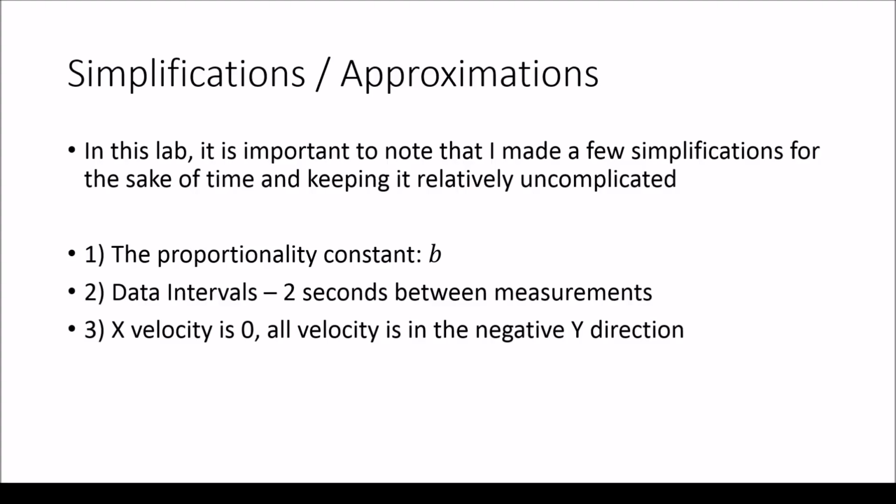I determined the value of B by trial and error until my model lined up relatively well with the observational data. The second approximation is a result of my time intervals. I got data every 2 seconds for Felix's jump, so this can cause slight inaccuracies, but nothing major. The final simplification I made was assuming that Felix's motion was straight down towards the Earth in the negative y direction. This made motion analysis much easier.